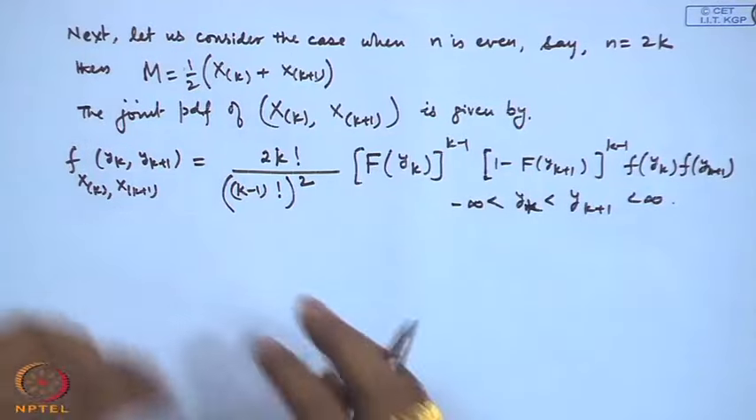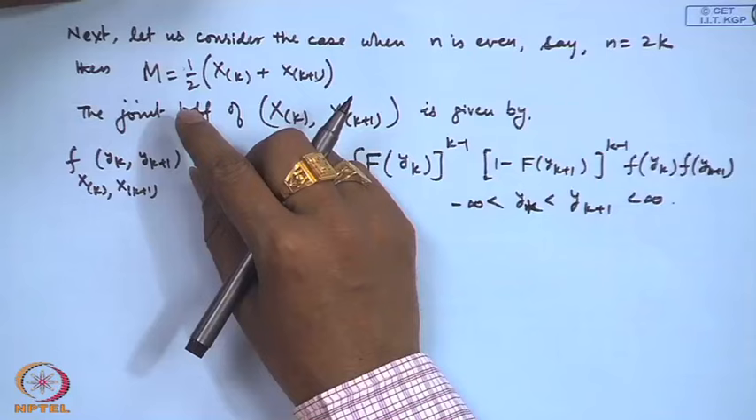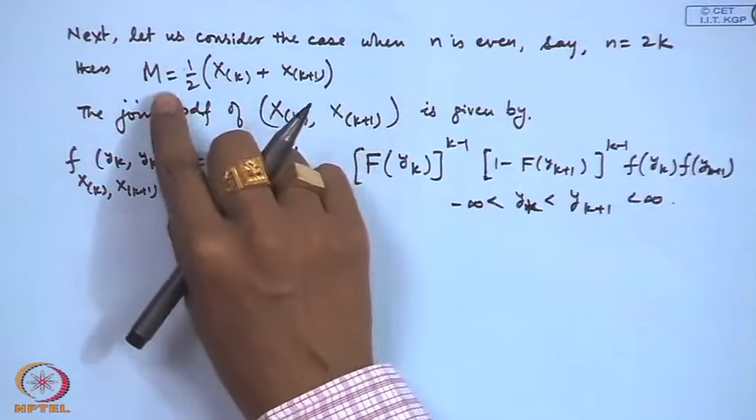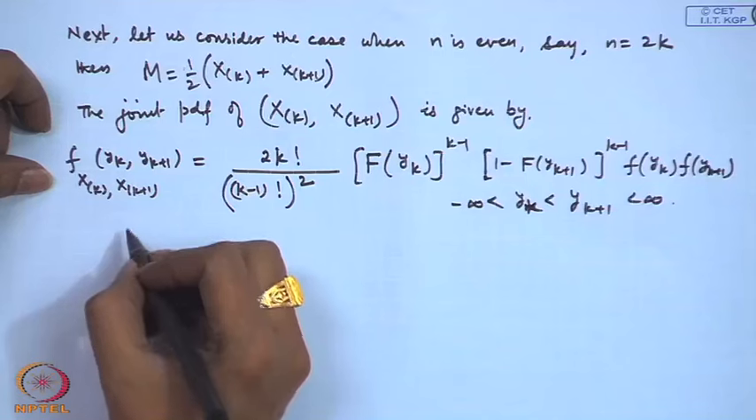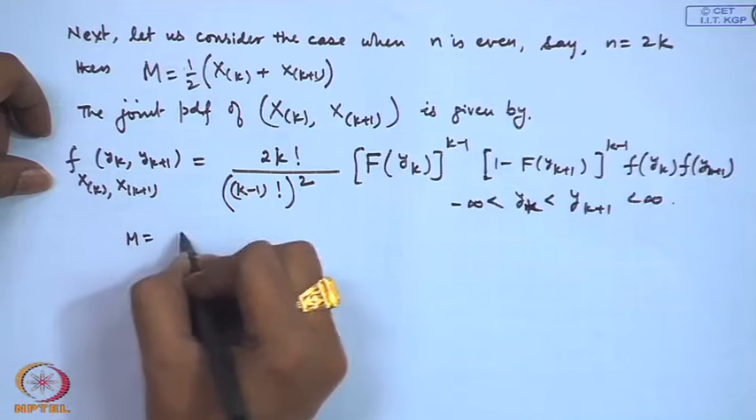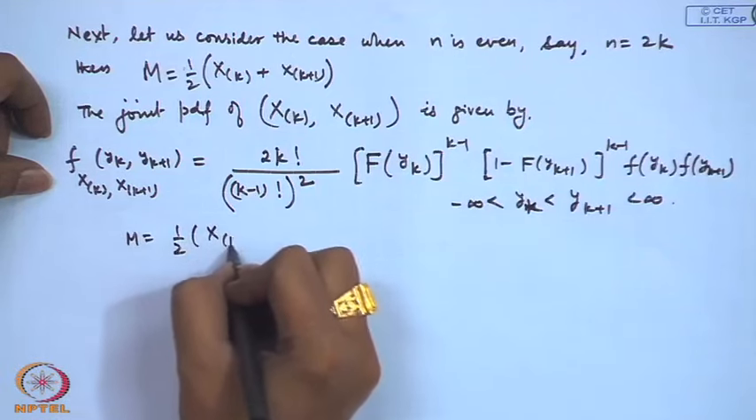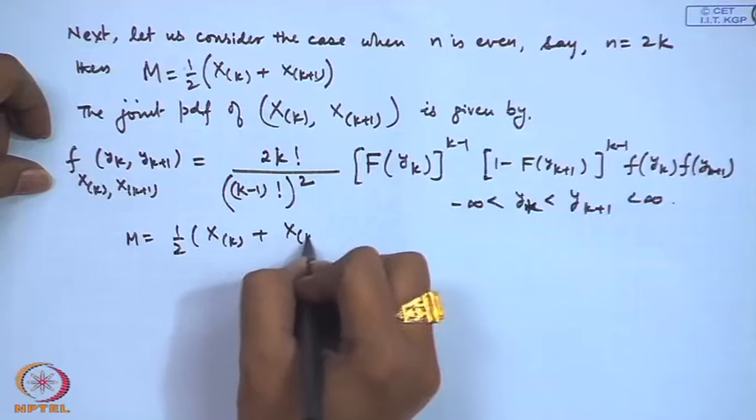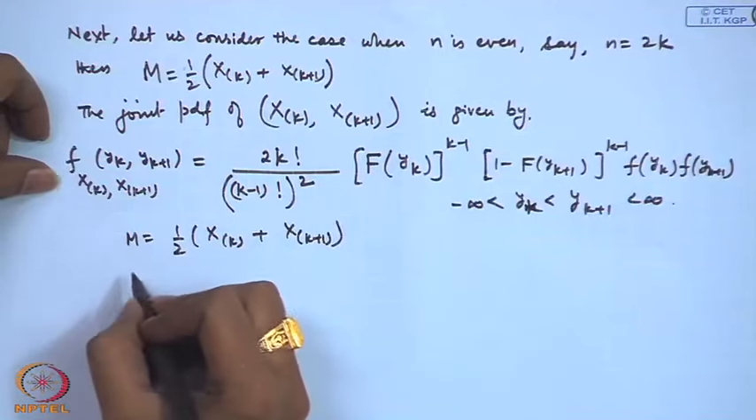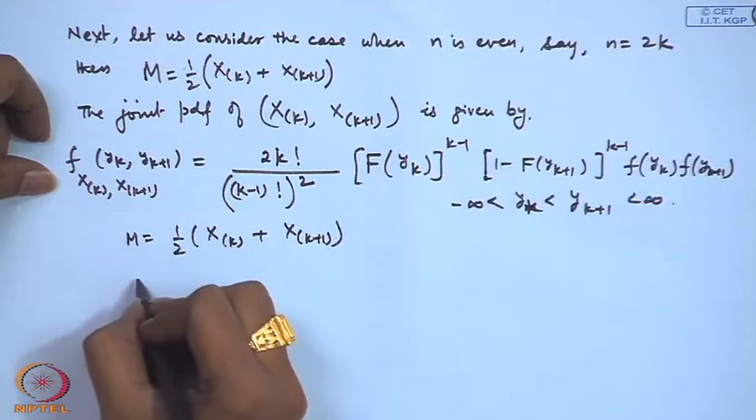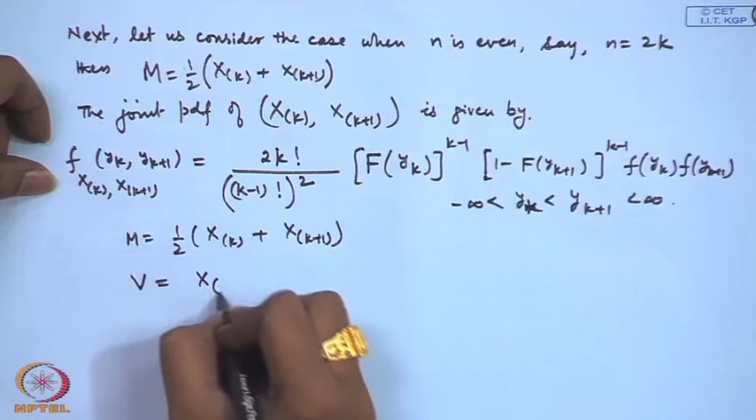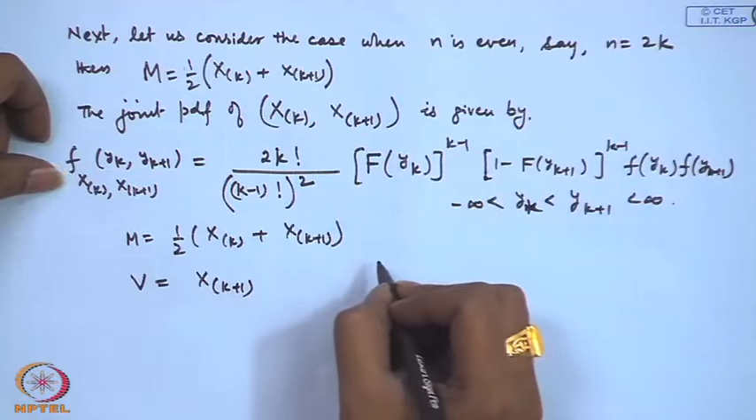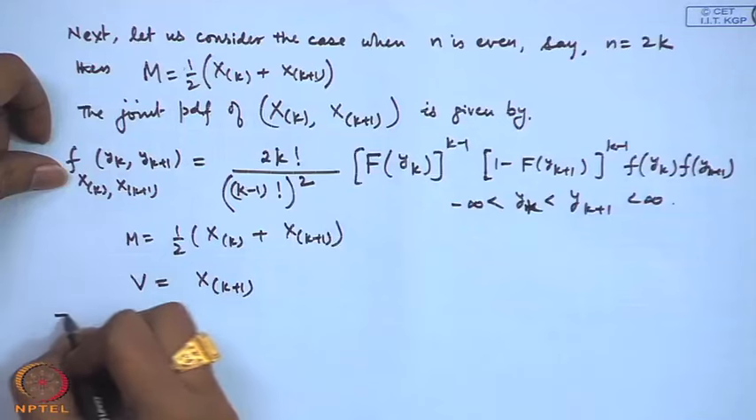In order to derive the distribution of M, that is half of this, I have to define a transformation. So, let me write M is equal to half of (X_k plus X_(k+1)), and I define another variable, let me call it V, that is equal to X_(k+1). So, the inverse transformation we consider.